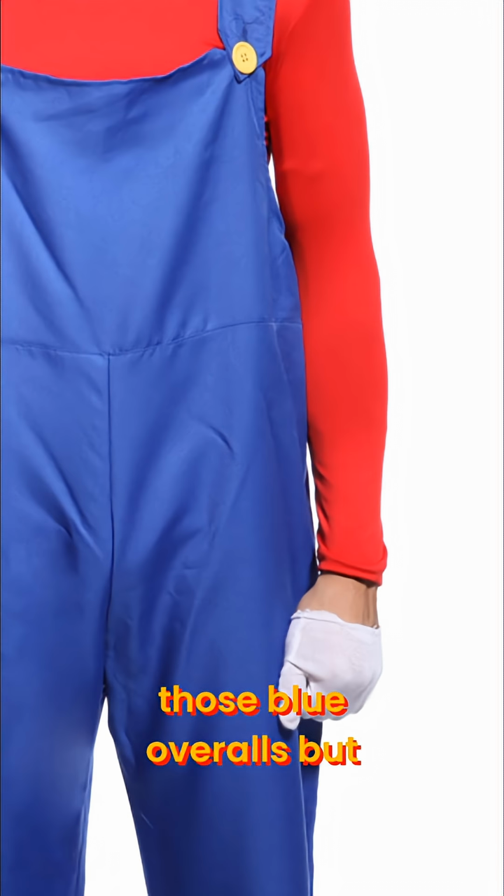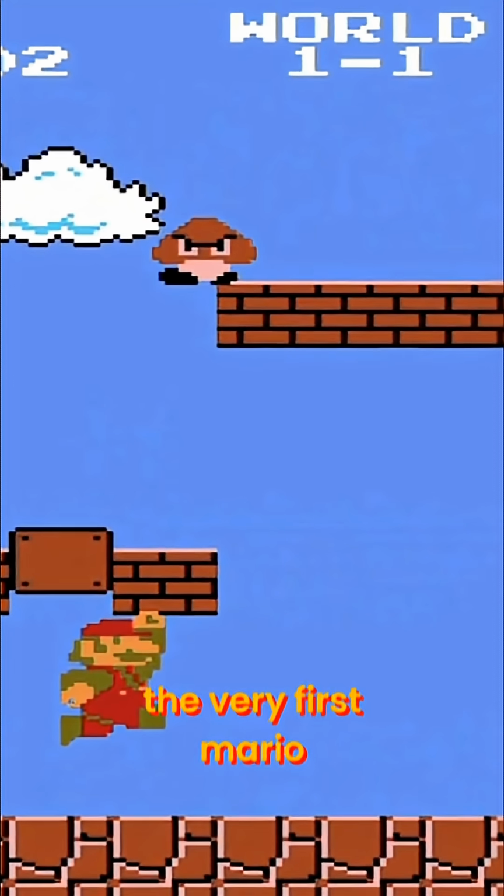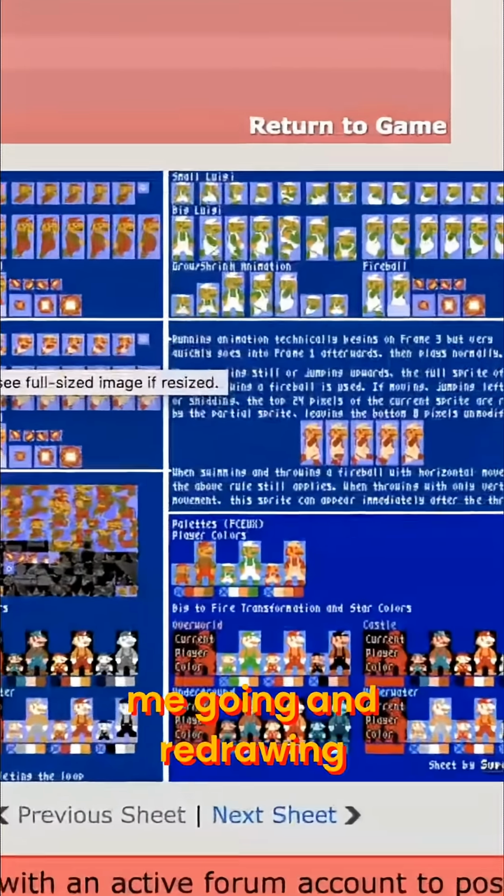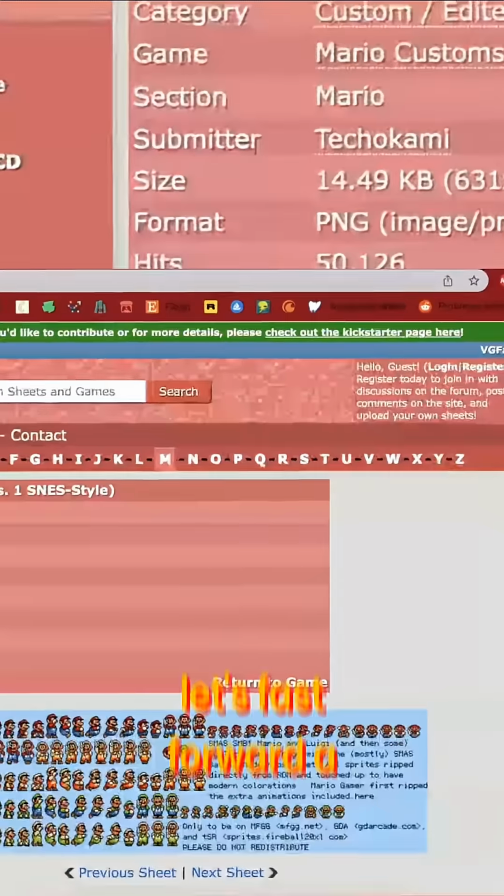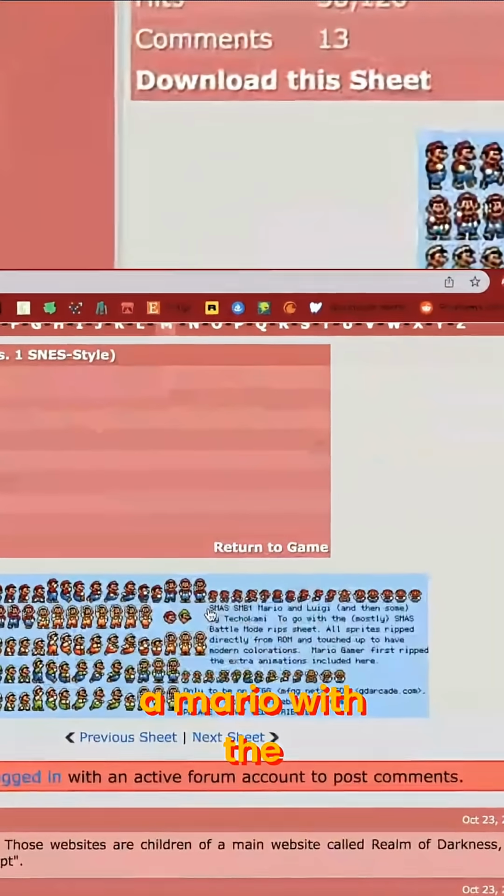Anyways, when I hear Mario, my brain goes to those blue overalls, but that really wasn't in the very first Mario. All the color palettes were still very limited by the hardware at the time. So instead of me going and redrawing all those original sprites, let's fast forward a little bit and find a Mario with the blue overalls.